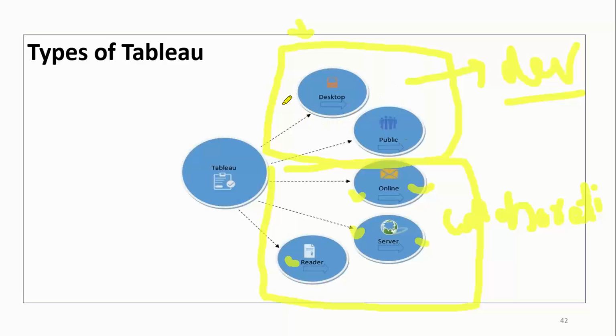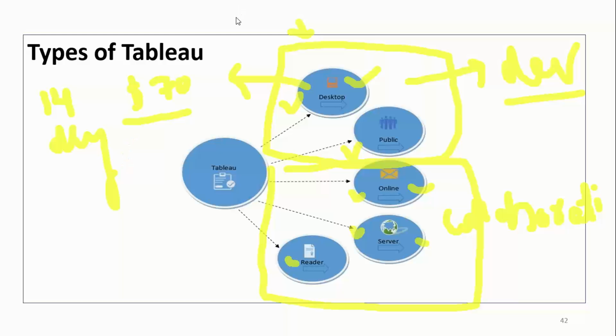Now, there are two versions that you see. One is Desktop, one is Public. Technically, if I speak, there is only one development tool, and that is Desktop, because Desktop is licensed software. You actually have to pay $70 per month per user. If in your company there are 5 people who are using Tableau, you will need 5 licenses. This is what the cost is, and you can download it free of cost for 14 days. You will get a 14-day trial.